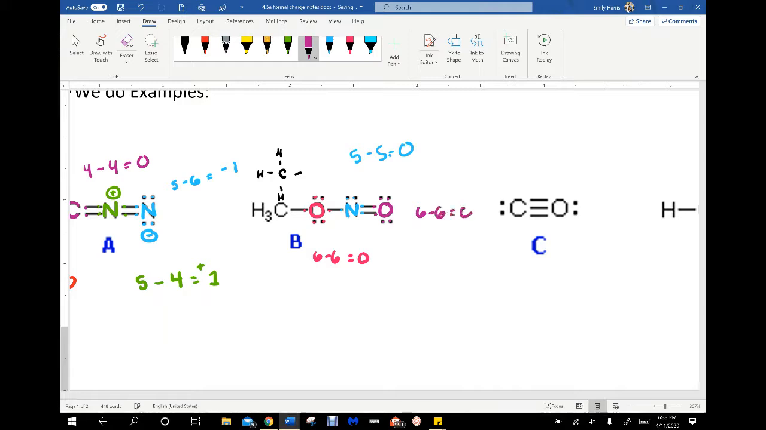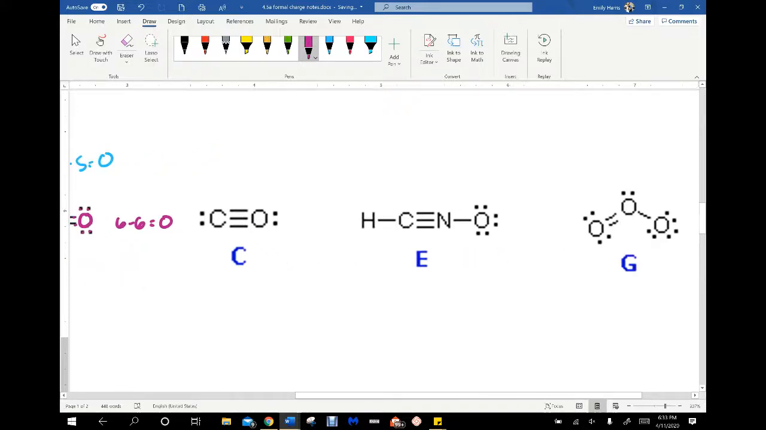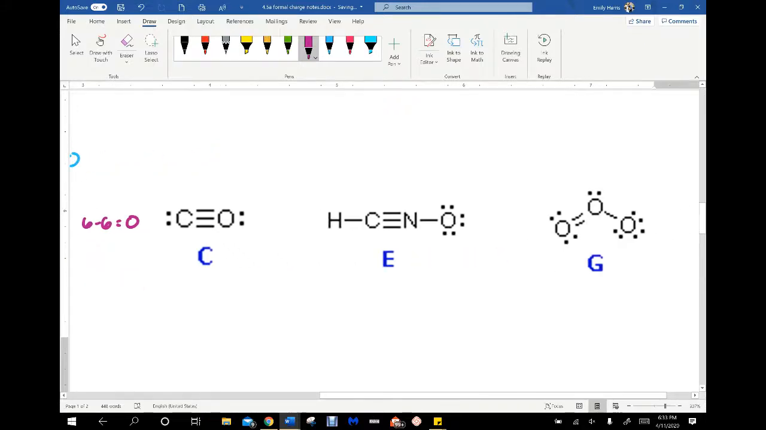6 minus 6 is 0. So nice. This molecule has a really stable structure. Everything tends to have a neutral formal charge. All right, so just 3 more here right quick.